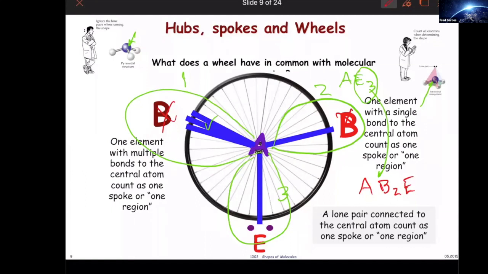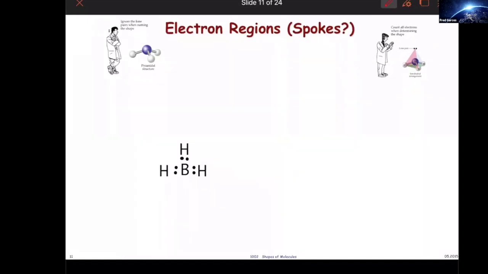So let me move on and show you some examples. Here we have BH3. Boron is one of those chemicals that is an exception to the octet rule. It's only satisfied with 6. But if you look closely, you can see this is 1 domain, 2 domains, 3 domains. So this is an AB3 system. There are 3 domains around that particular chemical. Remember, you're always looking at the central atom, and you're looking at how many spokes come out.